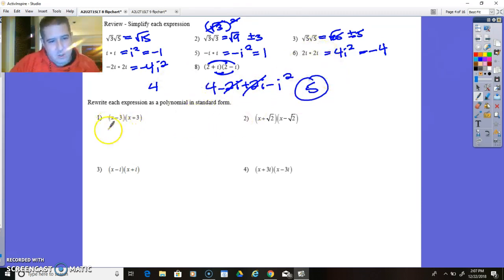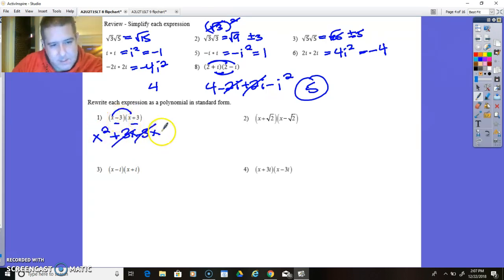All right, so that kind of shows you how you would do these. And the whole point of this is to show you how when you have the same thing and one's minus and one's plus, then your outers and inners are going to cancel each other. So x times x is x squared. You're going to get plus 3x and minus 3x. Those are going to cancel. And then negative 3 times 3 is negative 9. So the answer is x squared minus 9 because the outers and inners canceled.